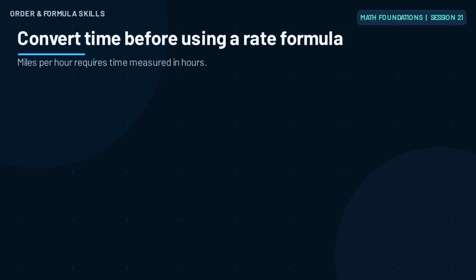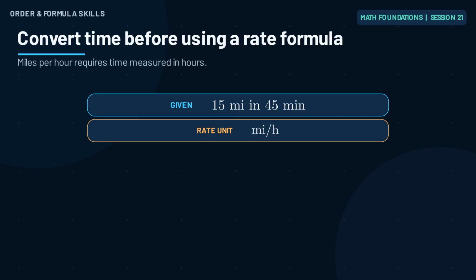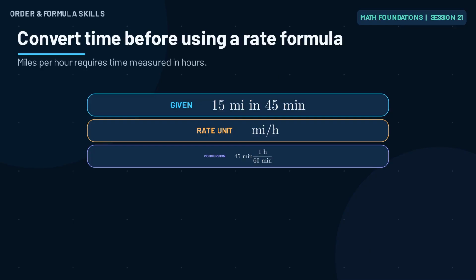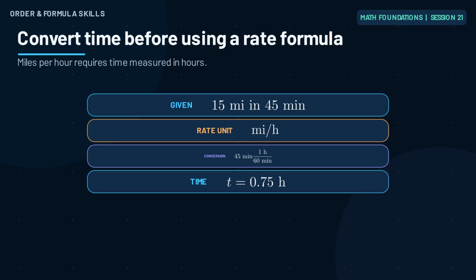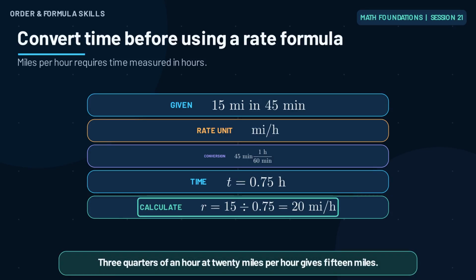Rate formulas require compatible time units before substitution. A cyclist travels 15 miles in 45 minutes. The requested rate is miles per hour, not miles per minute. Convert 45 minutes using 1 hour for every 60 minutes. 45 divided by 60 equals 0.75 hours. Now divide 15 miles by 0.75 hours. The rate is 20 miles per hour. 3/4 of an hour at 20 miles per hour gives 15 miles. Convert time first, then substitute once.